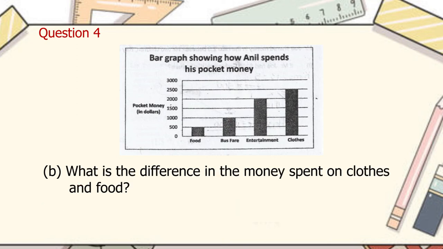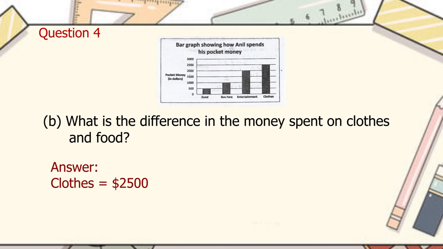Question B. What is the difference in the money spent on clothes and food? Answer, clothes. How much money did Anil spend on clothes? $2,500. How much did he spend on food? $500. What is the signal word in the question?